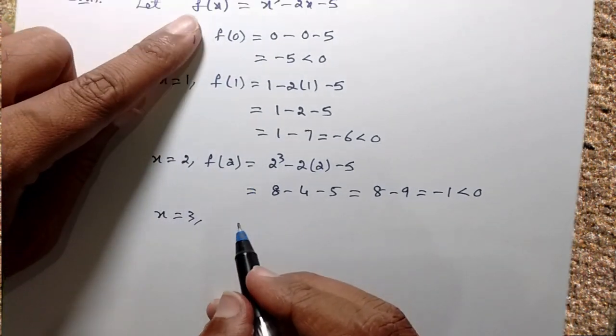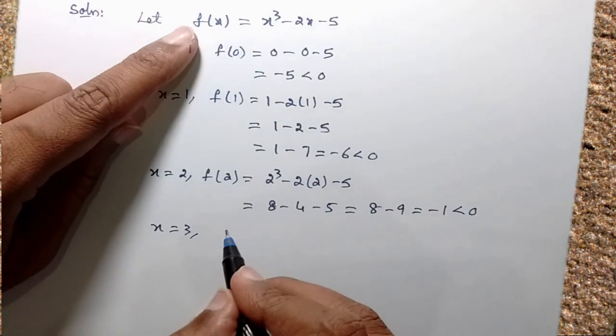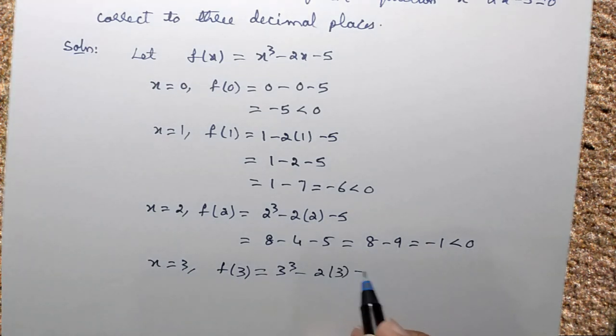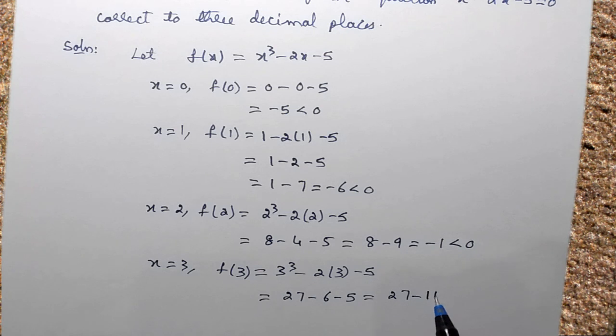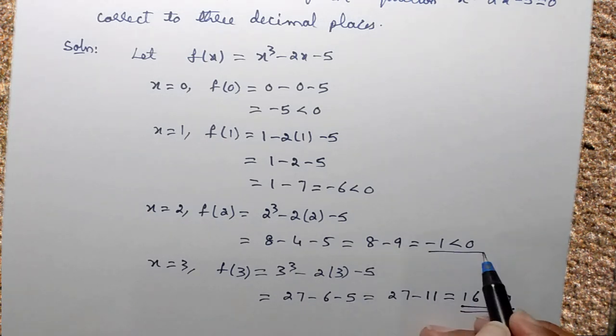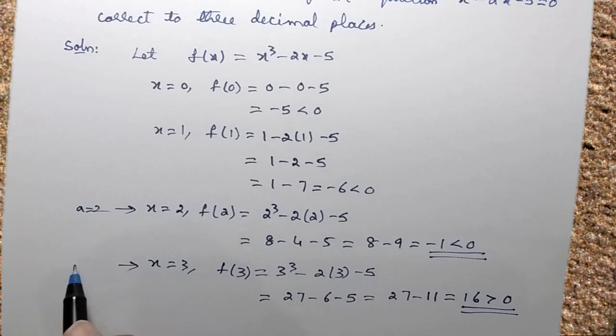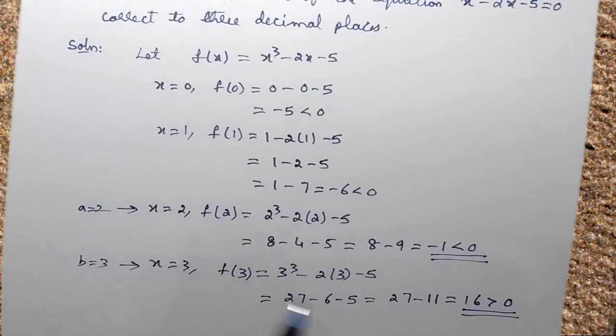Put x equals 3 there in the given equation f of x. So f of 3 will be equal to how much? 3 cube minus 2 times 3 minus 5. So 3 cube is 27, minus 6, minus 5. So 27 minus 6 minus 5 will be 27 minus 11, which is 16. Is it greater than 0? So here you can see that one value is negative, one value is positive. So you got two values. One value is your a value, another value you have got as b value. That means one real root will lie between 2 and 3.